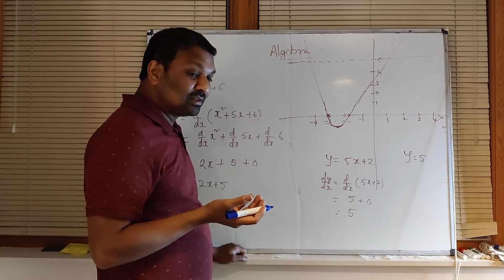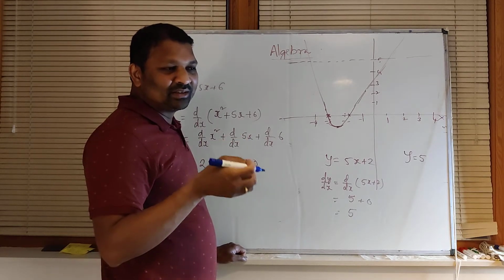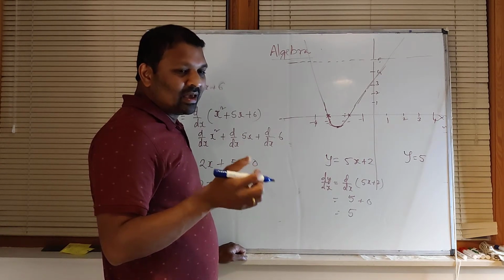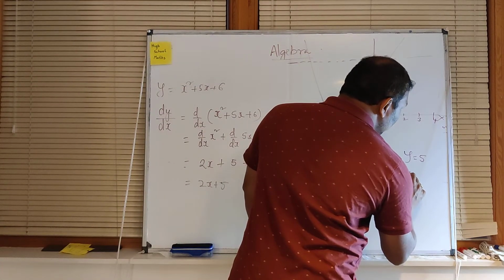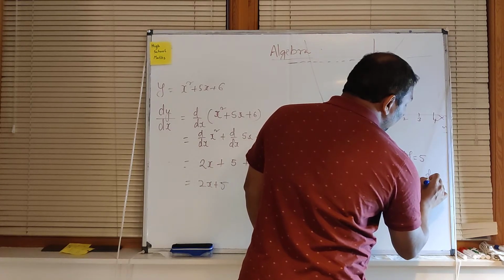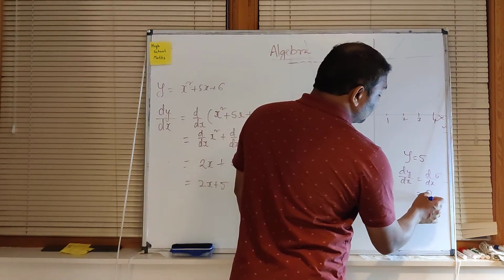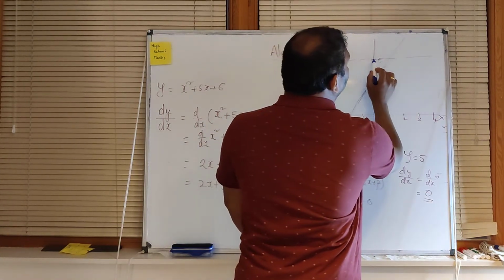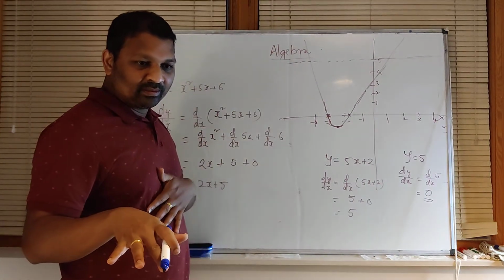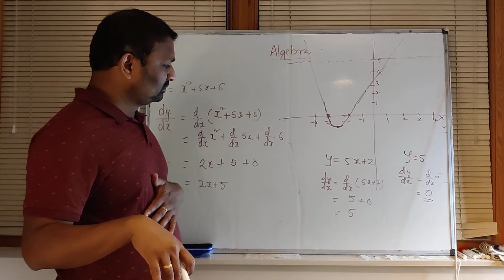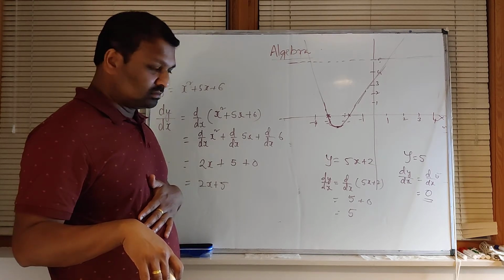What is the highest point? The highest point is also 5. There are no such lowest or highest points. But what you can tell is the slope. Slope dy by dx is d by dx of 5. What is the differentiation of a constant? 0. The slope of this line is 0, because it's not rising or falling.